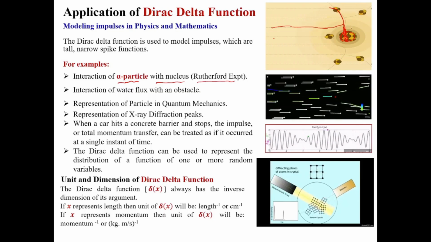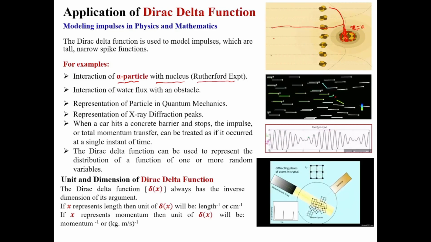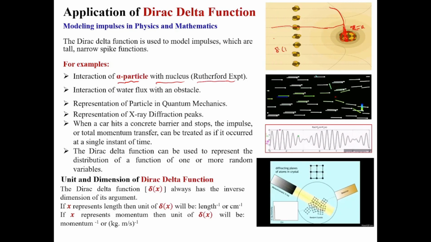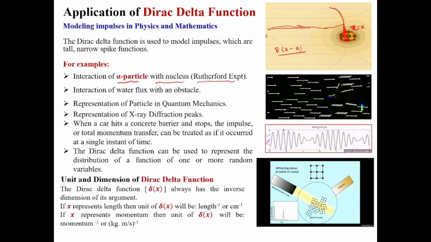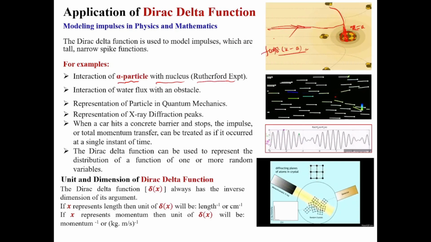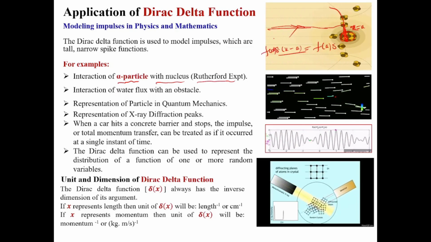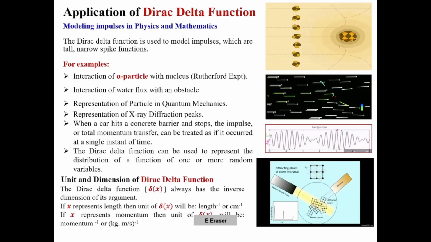Suppose this nucleus is at x equal to a, then this delta function we can write as delta x minus a. Okay, and if this moving alpha particle is your f(x), then this value will be f(a) delta x minus a. These things we have already discussed.